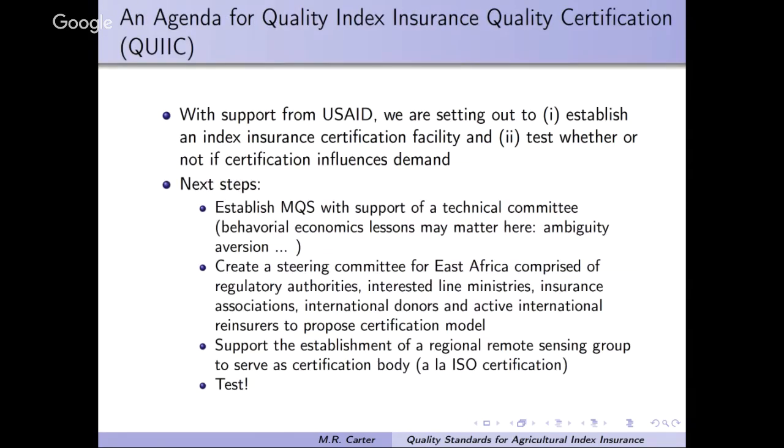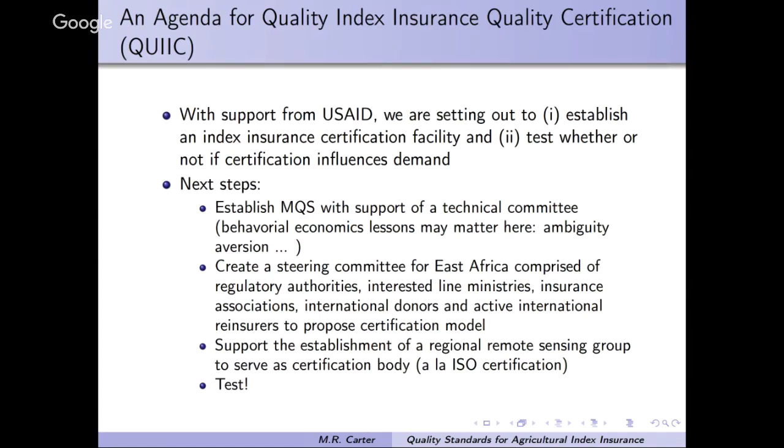So the final slide I want to use then is this one. So we've been talking about this for a long time, and we recently received a grant from USAID to establish what we're calling QUIC, for Quality Index Insurance Certification. And what we're going to do is we've got a meeting actually next week in Nairobi, working with insurance companies, reinsurance companies, with government line agencies that are promoting or are interested in index insurance. We're bringing these groups together from Ethiopia, Kenya, Tanzania, and Uganda.